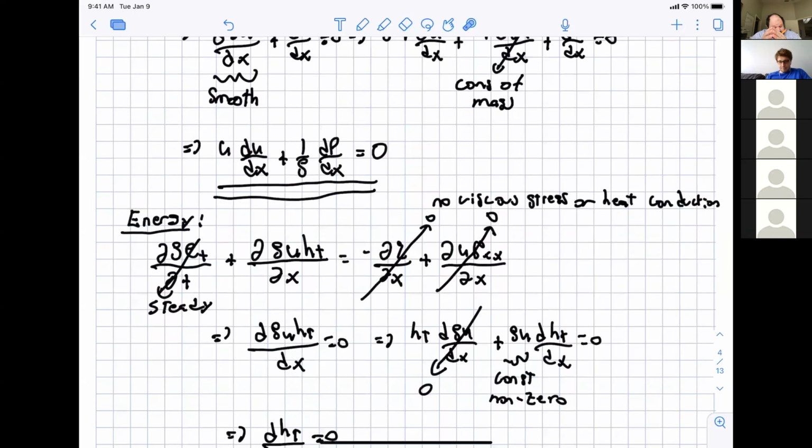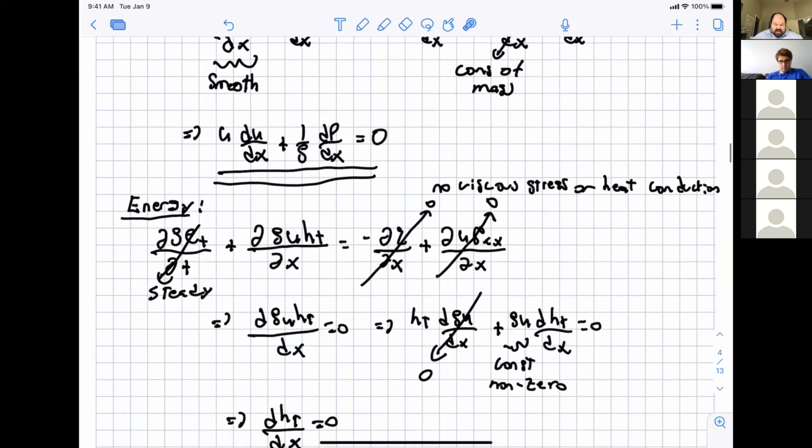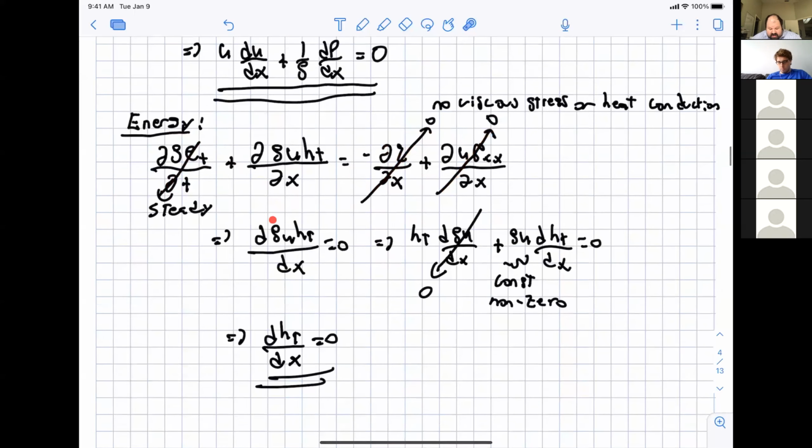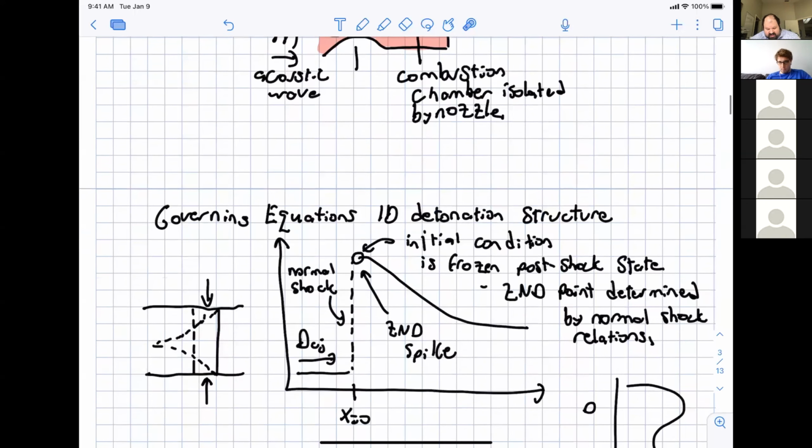Okay, so we work with momentum, and now we work with energy, where we have the time derivative of the total energy. Again, that goes away because it's steady. We have the total enthalpy flux here. We can't do anything with that one yet. We have no viscous stress, so the shear work goes to 0, and we have no heat flux because we are assuming no gradients in the flow and we're just neglecting it. And what we wind up with is that the flux of the total enthalpy is constant. That is, the flux of enthalpy is the same behind the shock as it is over here in the fully reacted state.